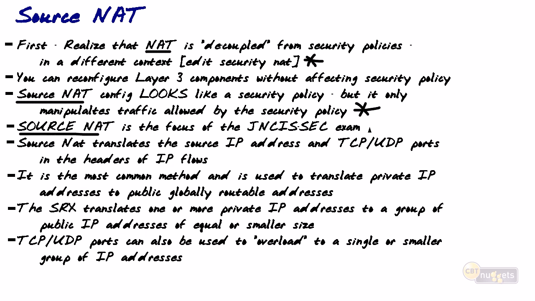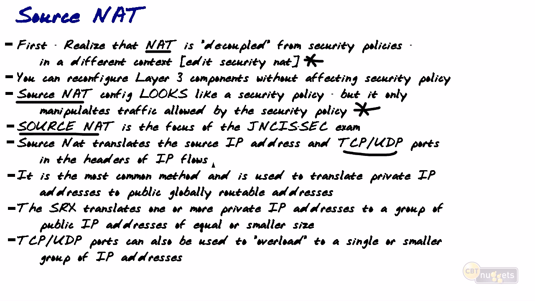So source NAT is going to translate our source IP address, so for example, our RFC 1918 address of, let's say, 192.168.1.50, and the TCP or UDP ports in the headers of the IP flow to some publicly globally routable IP address like 99.75.60.50. Okay, don't look that up on the internet. I just made it up.